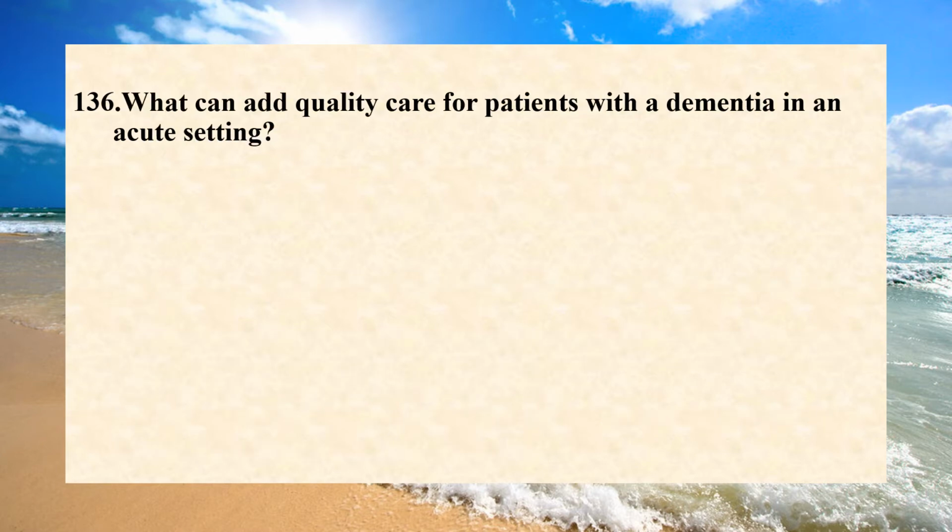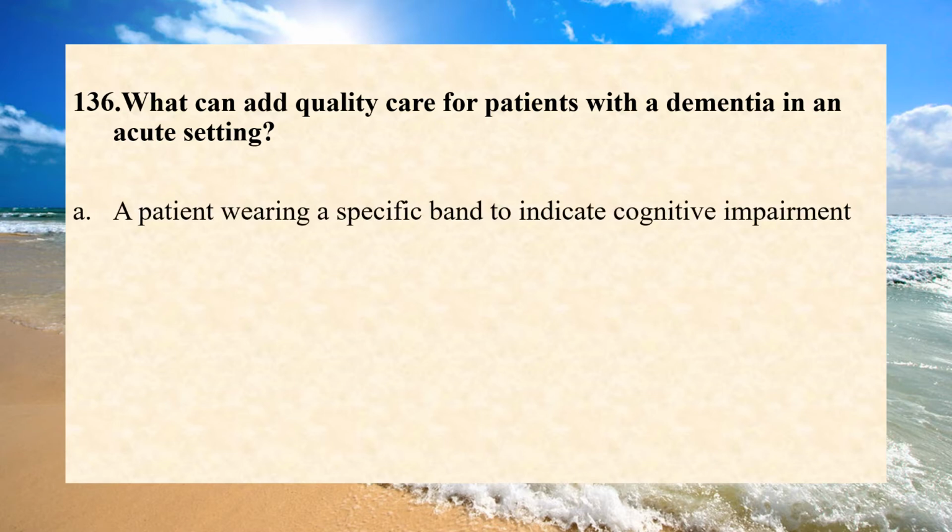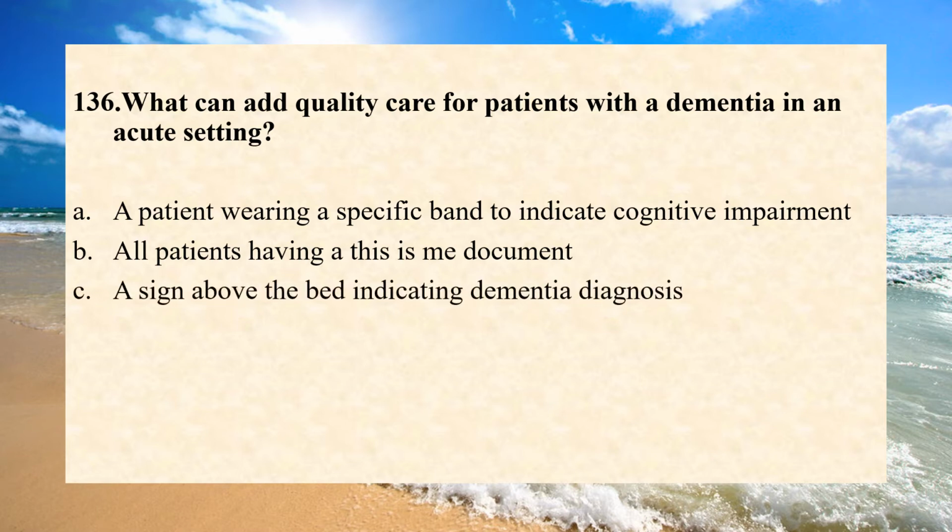What can add quality care for patient with dementia in acute setting? Option A. A patient wearing a specific band to indicate cognitive impairment. Option B. All patients having this is me document. Option C, a sign above the bed indicating dementia diagnosis. Option D, receiving them in a side room. The answer is B, all patients having a This Is Me document.